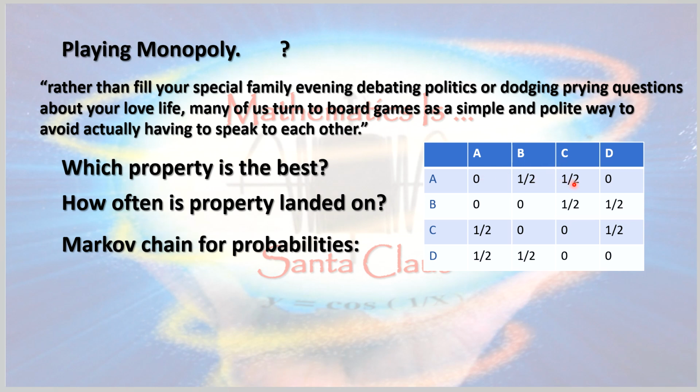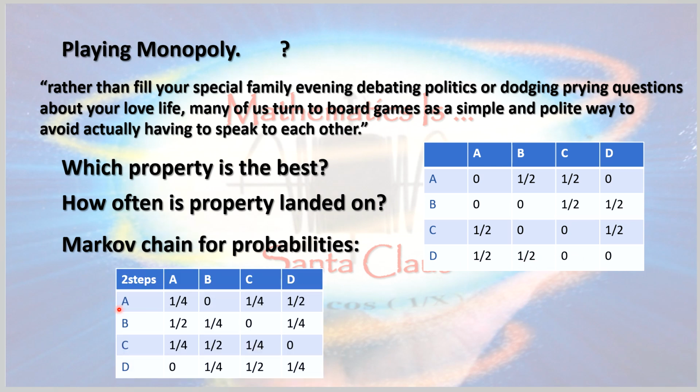The first row of your transition matrix would then be 0, 1/2, 1/2, 0. From B, you end up at C or D with equal probability, so the second row is 0, 0, 1/2, 1/2. Starting at C sends you to D or A. Row 3 is 1/2, 0, 0, 1/2, and the last row is 1/2, 1/2, 0, 0. By applying this matrix multiple times, you can get the probability of being in a location after 2 rolls, or 3, or 4, or infinity.